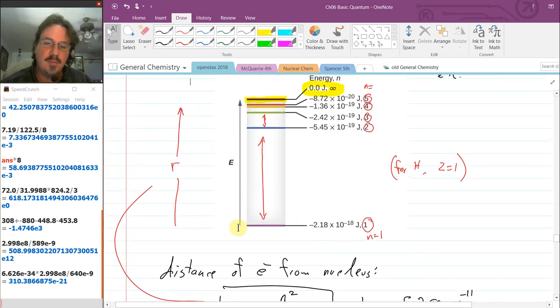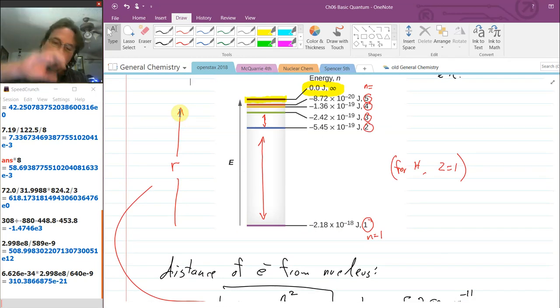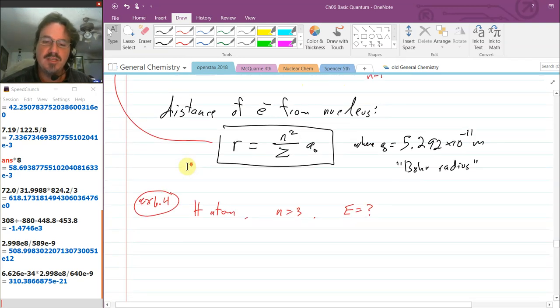And so if you think about this, again, as the energy increases, so does the distance of that electron from the nucleus. In exactly the same way that a rock has more and more potential energy as I increase its distance from the ground. Boom, and it falls back down. So it's easy to remember.